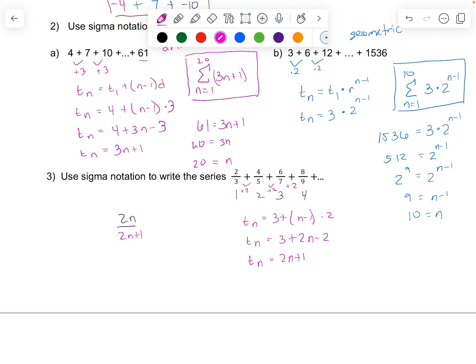Then for the summation, so that's going to be from n equals 1. And then again, as I pointed out earlier, there is no end to our series. So that means that this is going to infinity. So we would have the summation from n equals 1 to infinity of 2n over 2n plus 1.